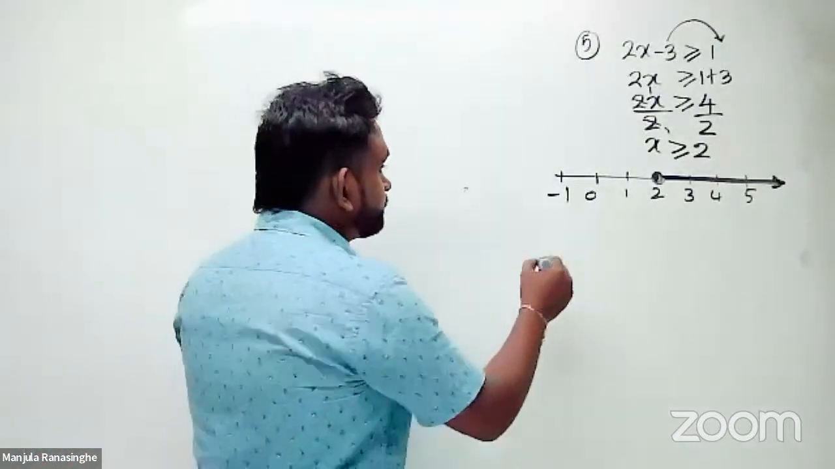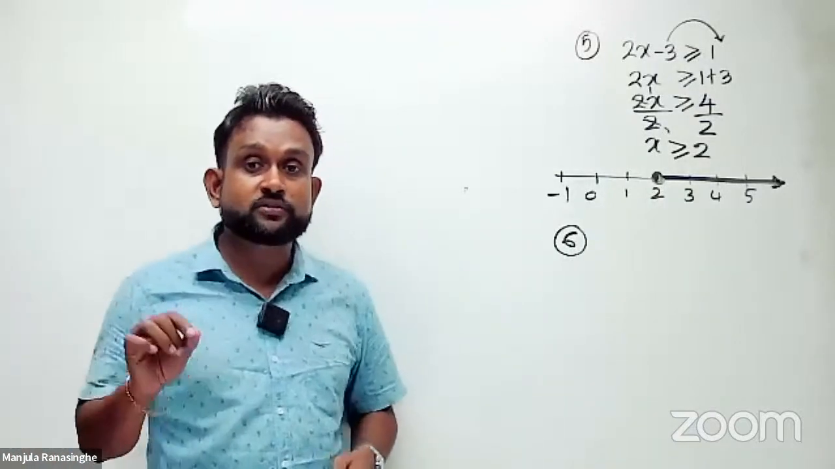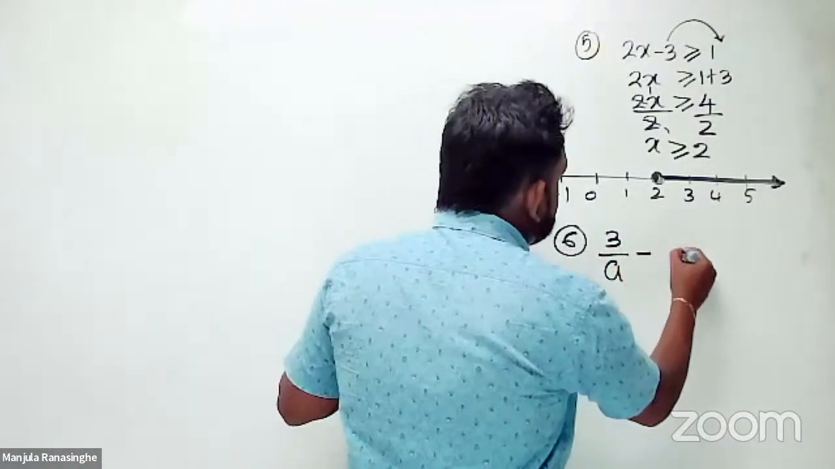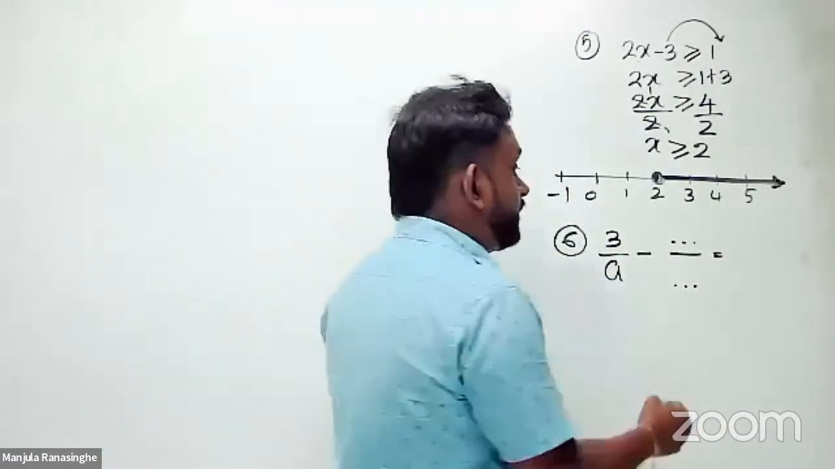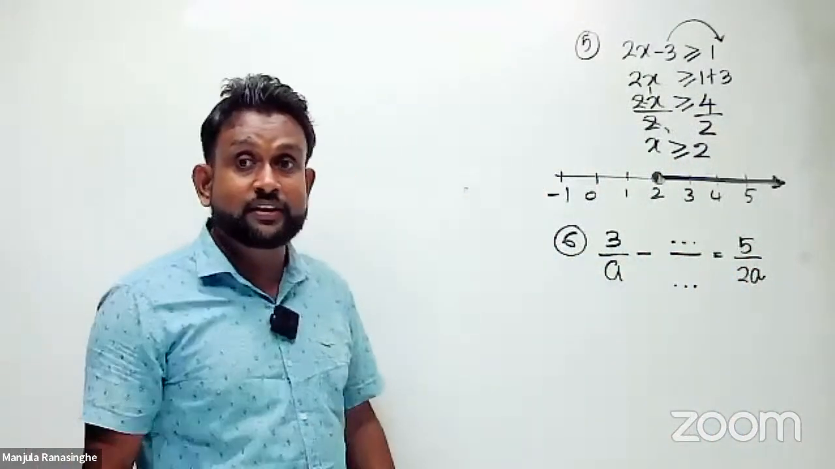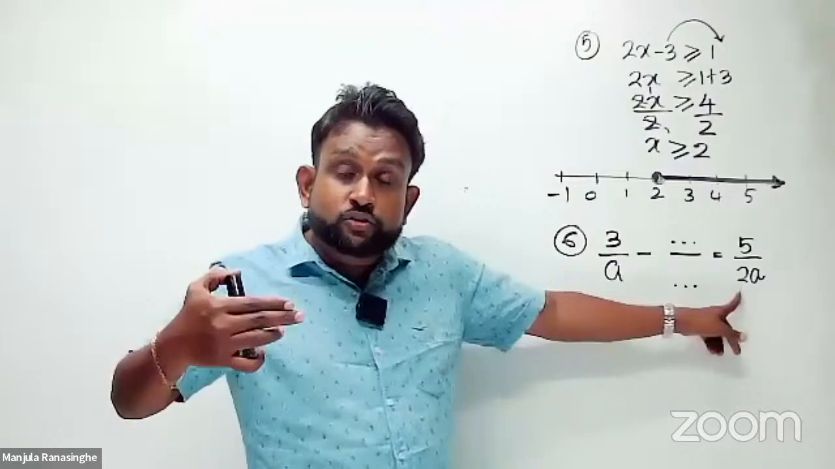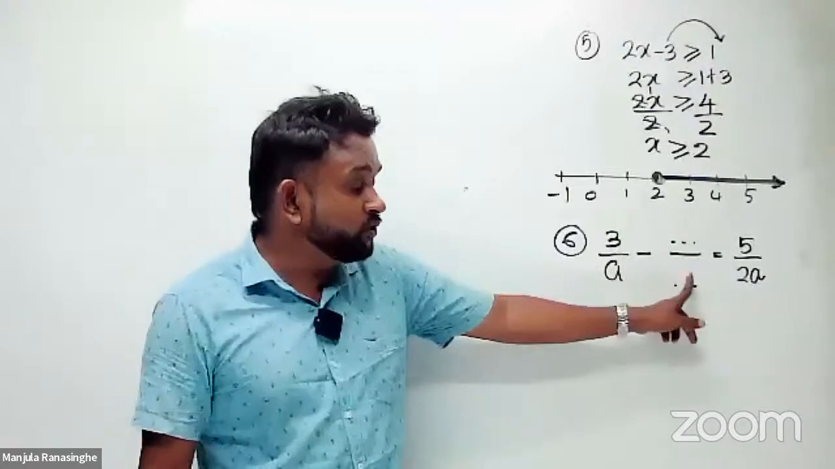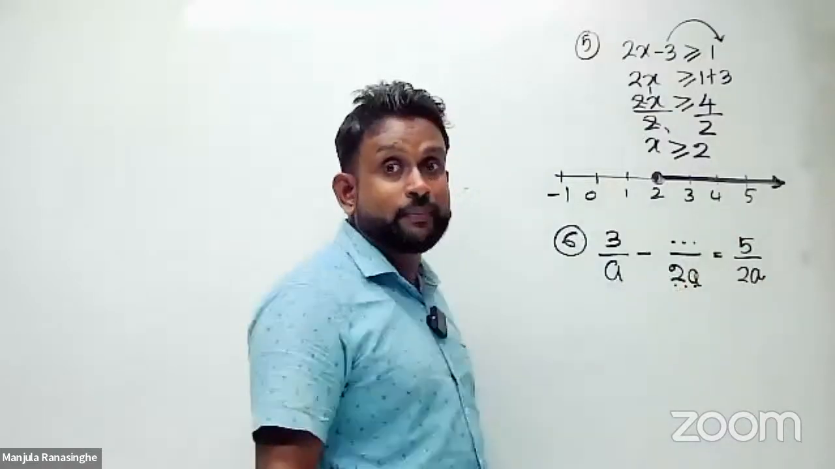Question number 6. Write the suitable algebraic fractions for the blanks. They mentioned 3 upon a, subtract something there. Then the answer is 5 upon 2a. How to give the answer? Here the denominator is a and here the denominator comes as 2a. You know that for subtraction of fractions, their denominators must be equal. Then a has to become 2a, so here it shall be 2a. Otherwise, the common denominator doesn't come as 2a.